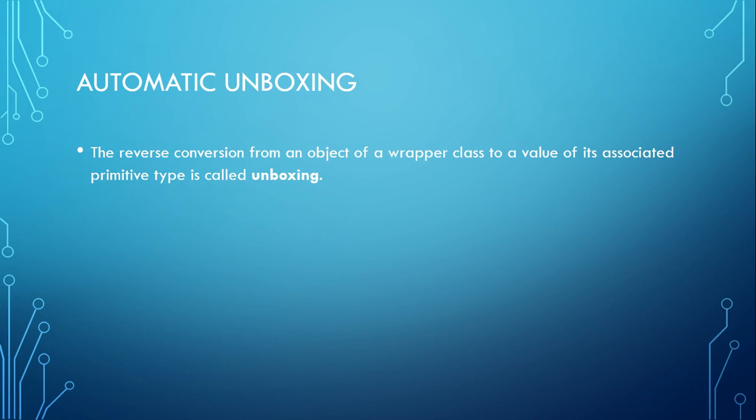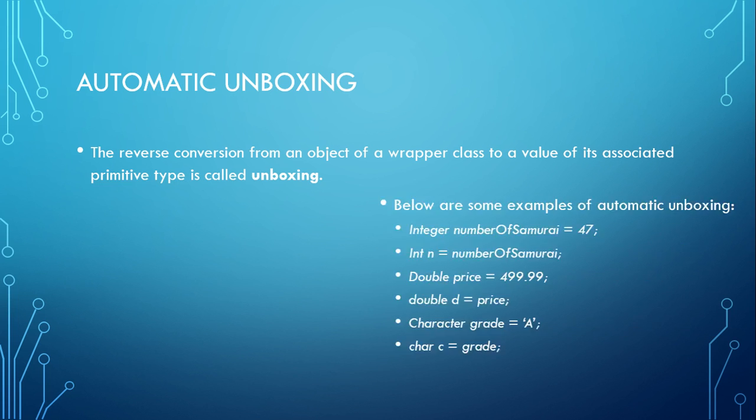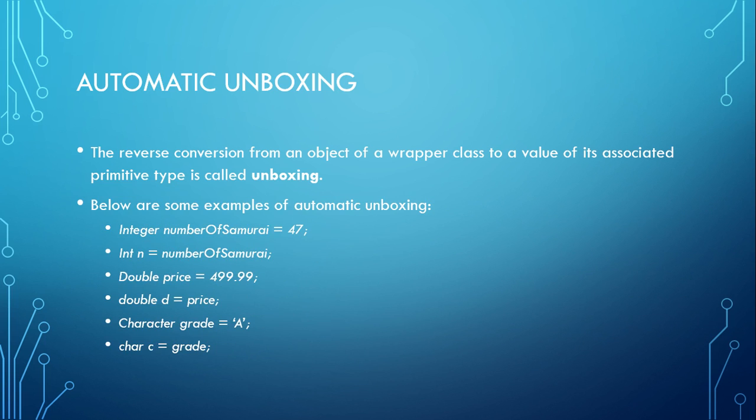Now when we look at boxing, the reverse conversion from an object of a wrapper class to the value of its associated primitive type is what's known as unboxing, as I've mentioned previously. So here are some examples of automatic unboxing.